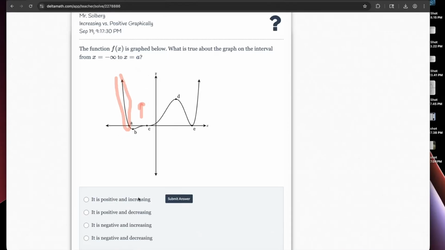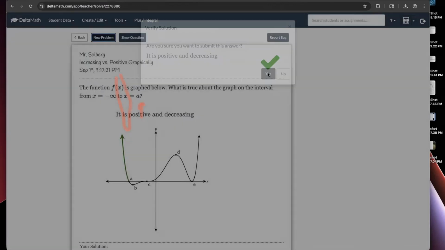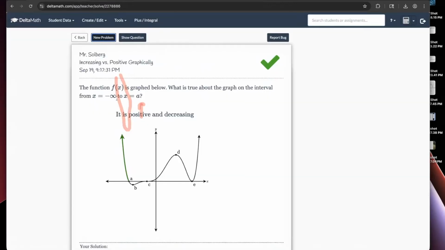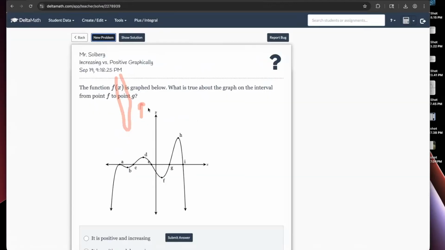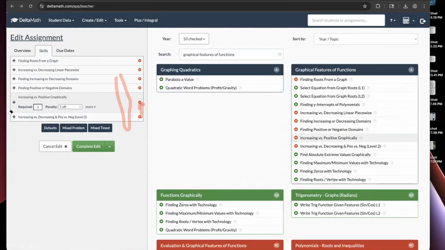So I could eliminate A and C, it's not increasing. And then it's above the axis, so positive. So I want positive, but decreasing. So that one's multiple choice. So look at each piece. This one has infinity on it, but usually it's like F to G. So you're looking at this piece here. So you're increasing since you're going up the hill, and you're below the axis there. So below the axis is negative. So the multiple choice I think will help there.